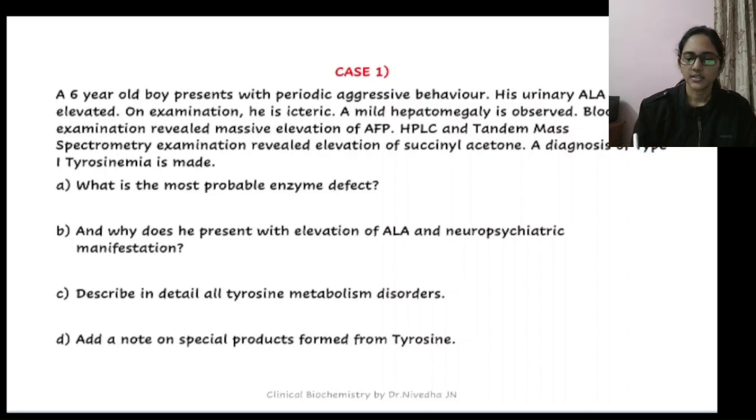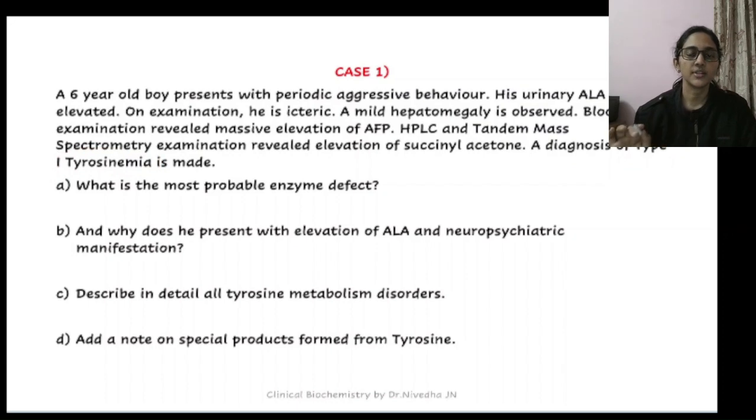So let's start. The first thing is a 6-year-old boy presents with periodic aggressive behavior. If my voice is not audible, please let me know on the chat box, right? And his urinary ALA is elevated. On examination, he is jaundiced also, and he has mild hepatomegaly. Blood examination reveals massive elevation of alpha fetoprotein. And when you do HPLC or tandem mass spectroscopy, there was elevation in succinyl acetone, right? And a diagnosis of type 1 tyrosinemia is made.